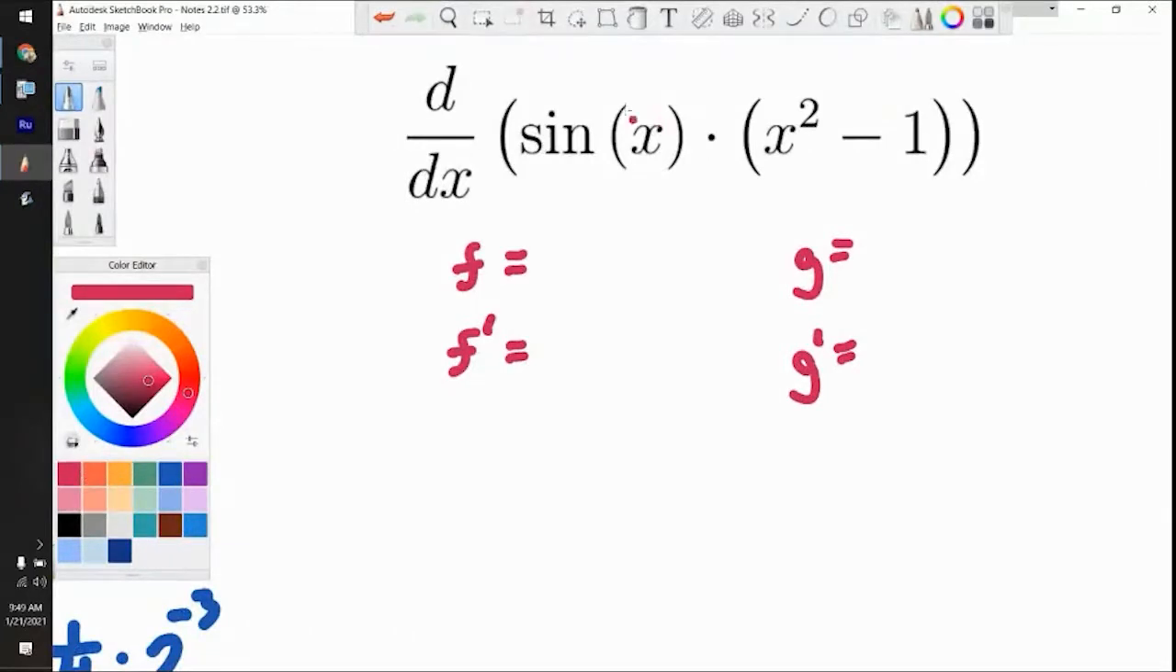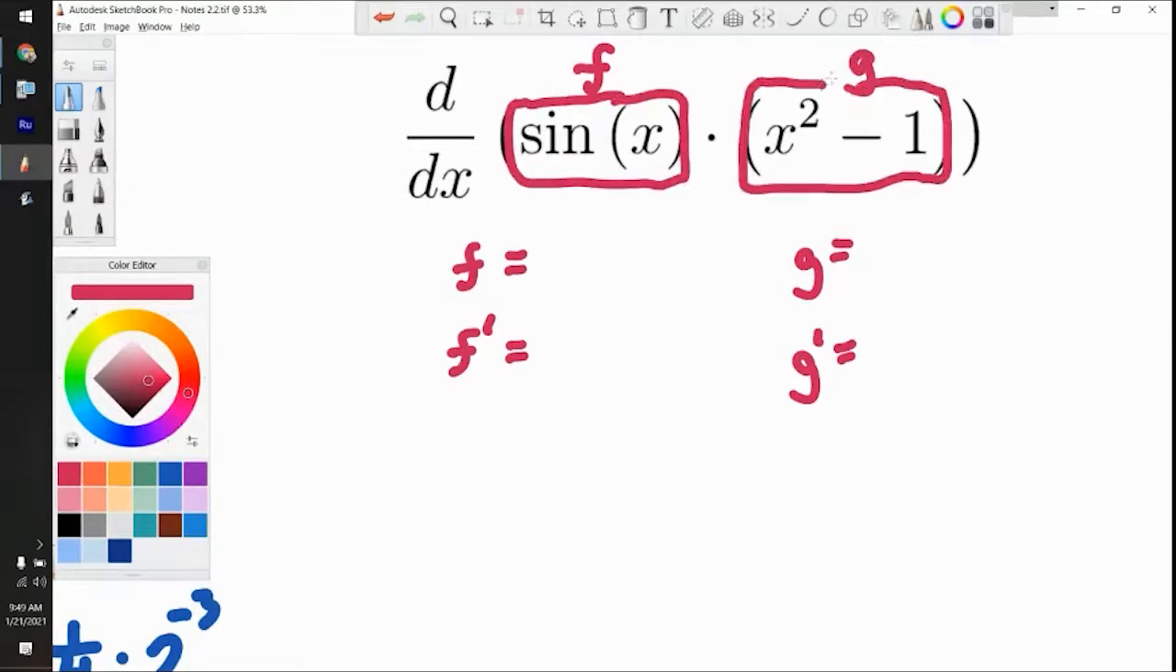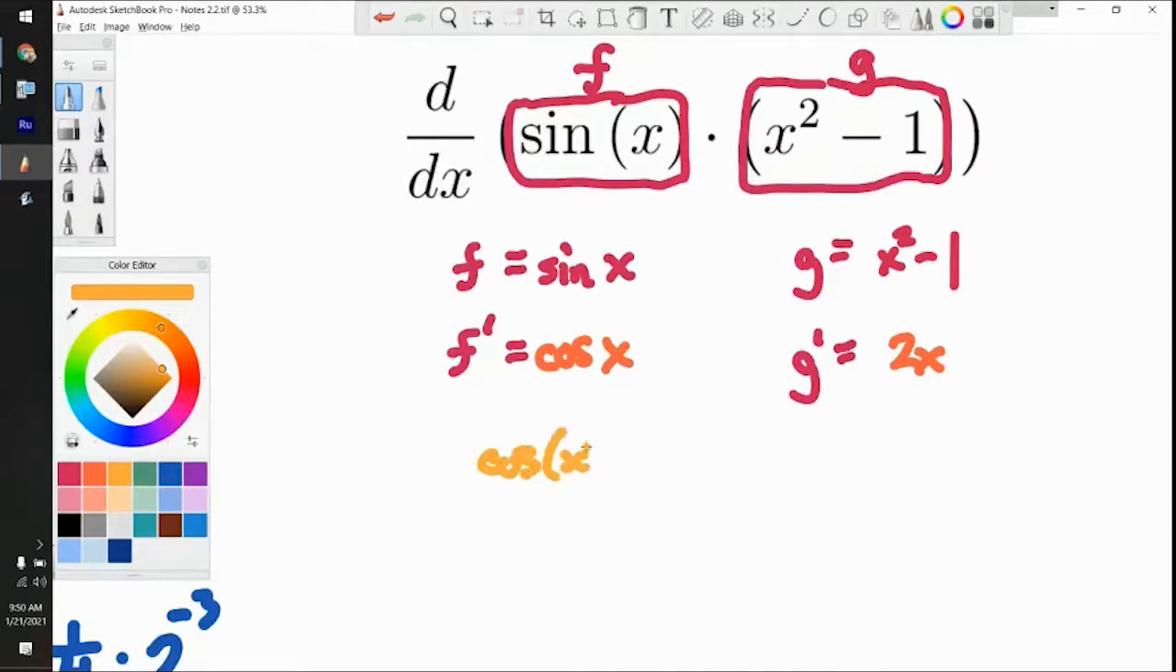Let's break this down. Your f is going to be this thing here. Okay, I'm going to put a box around that. Your g is going to be right here. Okay, so that's my f and that's my g. I can put a sine here, and then I could put an x squared minus 1 here. Now I can do my derivative. What's the derivative of sine x? Cosine x. What's the derivative of x squared minus 1? 2x. Okay, and if you set it up this way, f prime g is going to be cosine x times x squared minus 1, plus f g prime, which is going to be 2x times sine x. And this is the final answer.